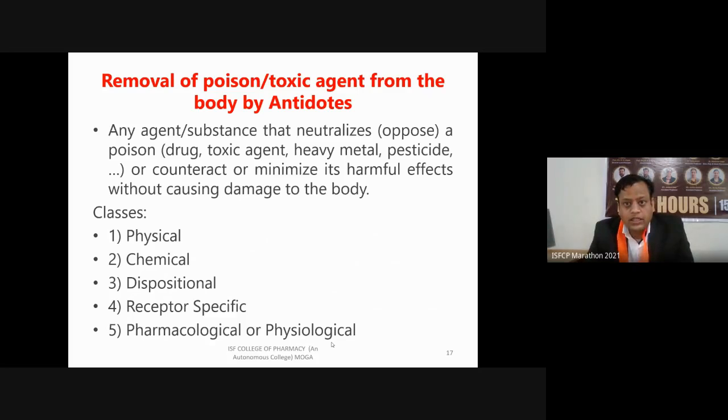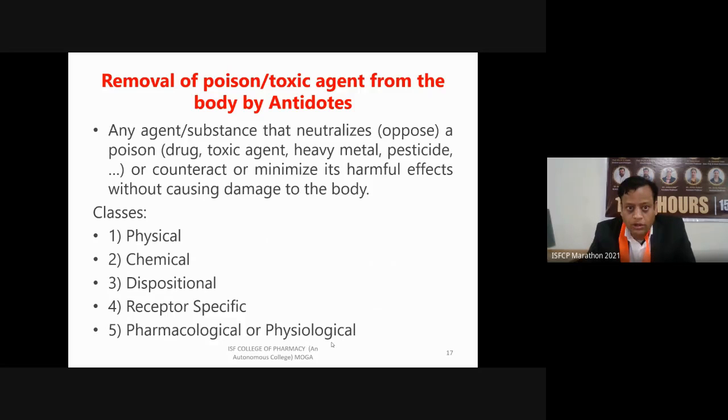Removal of poison or toxic agents from the body by antidotes. What are antidotes? Any agent or substance that neutralizes or opposes a poison. They neutralize the effect of poison. These poisons may be drugs, toxic agents, heavy metals, or pesticides, which can produce different types of toxicity in our body, and antidotes work by neutralizing or opposing their action, or by counteracting or minimizing their harmful effect, without causing any damage to the body.